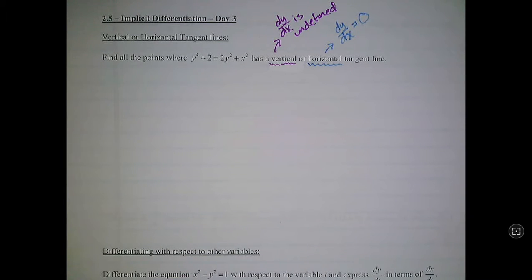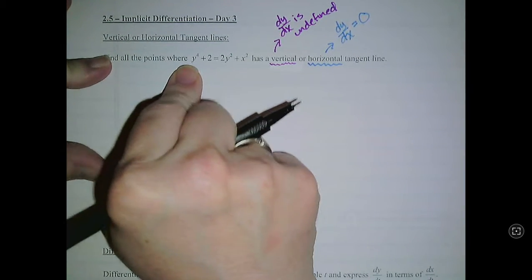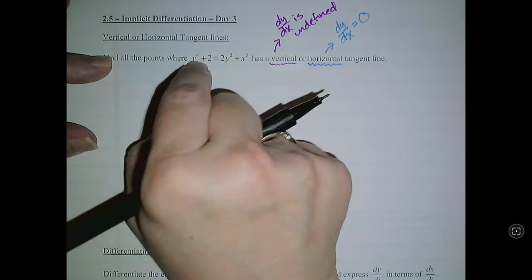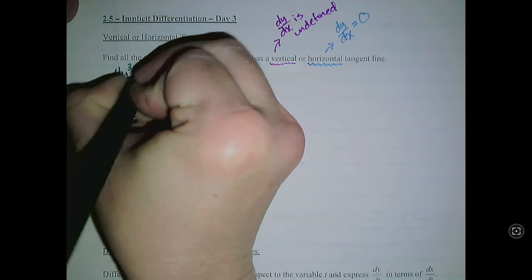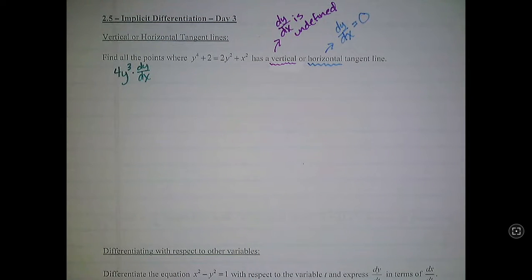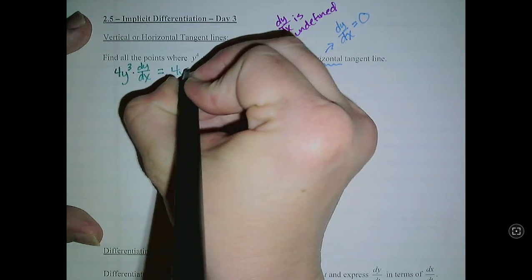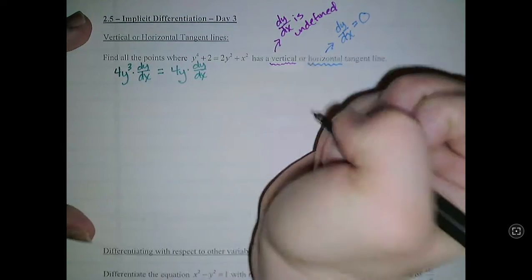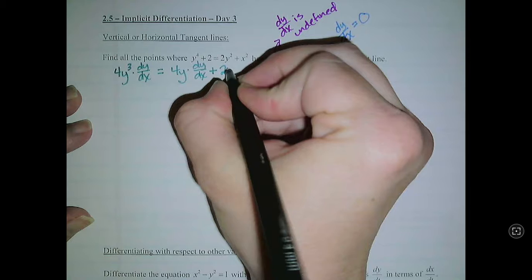So I'm going to start by differentiating this whole thing with respect to x. For my first term, I have y to the 4th. The derivative of y to the 4th will be 4y to the 3rd times the derivative of y with respect to x. Plus the derivative of 2 is 0. When we take the derivative of the right side, we have 2 times y squared. So when we differentiate that with respect to x, we get 4y times the derivative of y with respect to x. Plus the derivative of x squared with respect to x will just be 2x.